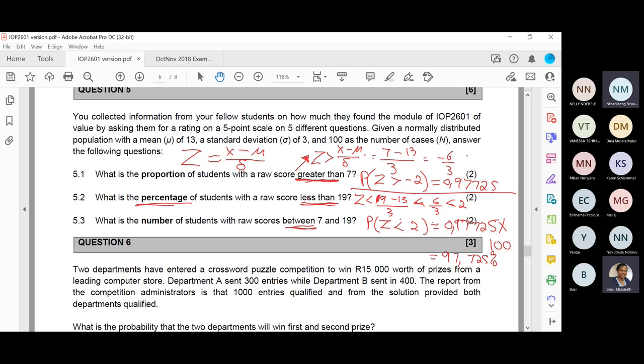What will be the number of students with the raw score between 7 and 19? To do that, since we have calculated both 7 and 19, we have the z-score for both of them. All we just need to do is we can either go and use the mean to z values for 7 and 19, which will be the same value, and we add them together or we subtract one from the other.